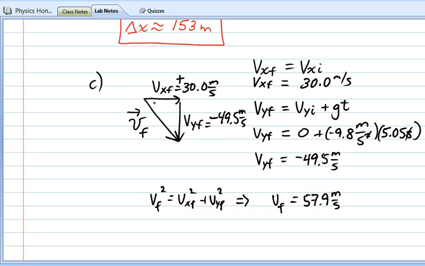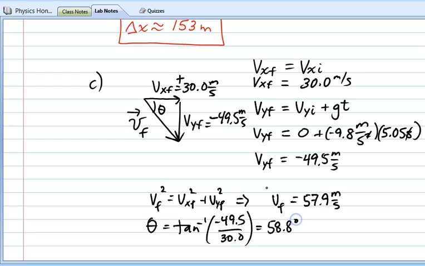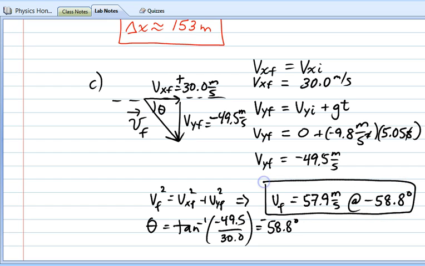And then to find the angle is the inverse tangent of 49.5 and 30. And those units cancel, so I'm not too worried about that. And that angle is 58.8 degrees, but it's negative because it's below the x-axis. So this is at negative 58.8 degrees. So that's what we would say for the final velocity, the instant before it hits the ground.